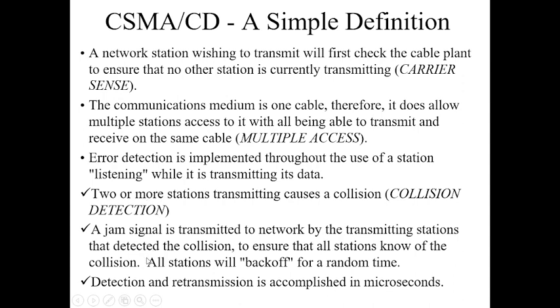Next, a signal is transmitted to the network by the transmitting stations to ensure that all stations know of the collision. All stations will back off for a random time. Collision detection and transmission are accomplished in microseconds.